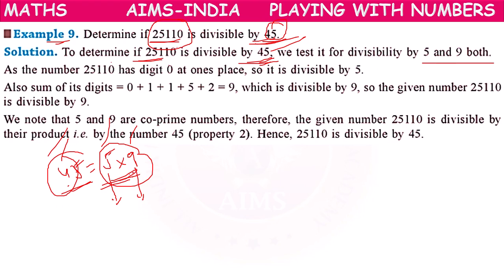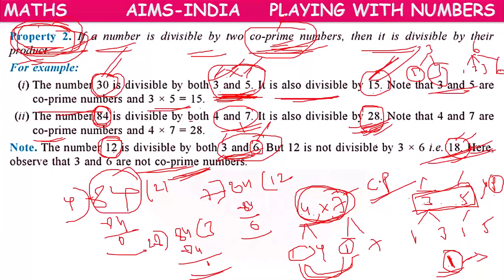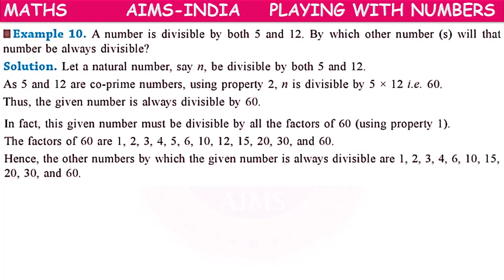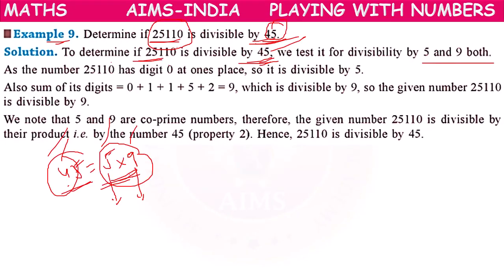And according to which property? According to property 2. If a number is divisible by two co-prime numbers, then it is divisible by their product. So here 5 and 9 are co-primes, because the factors of 5 are 1 and 5, the factors of 9 are 1, 3, 9. The common factor is only 1.